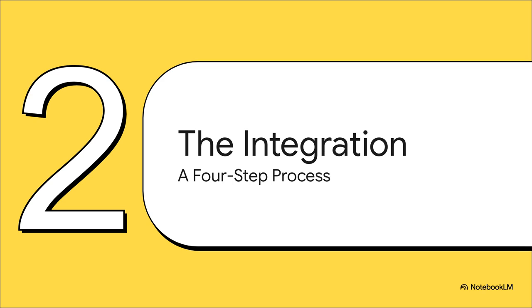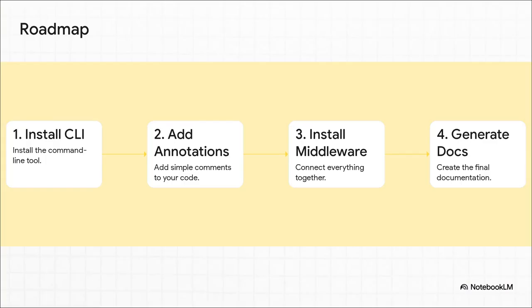You might be thinking it's going to be some complicated process, but honestly, it really just boils down to 4 super straightforward steps. Let's walk through them right now. So here's our little roadmap. First, we install the command line tool. Then we add some simple comments, they're called annotations, right into our code. After that, we install the middleware that connects everything together. And finally, we just generate the docs. That's it. Simple as that.